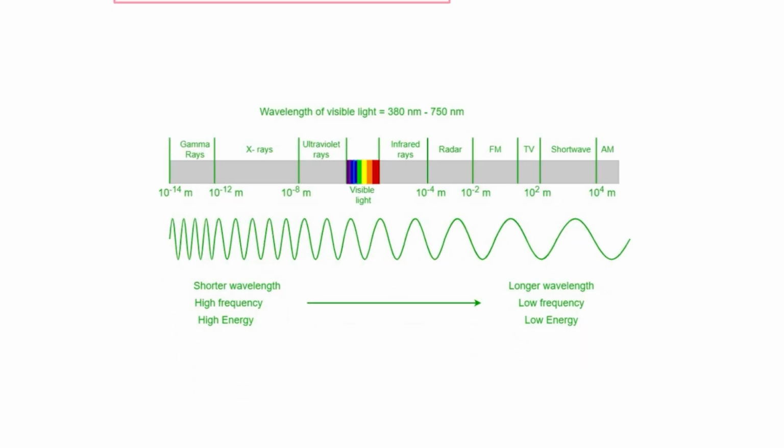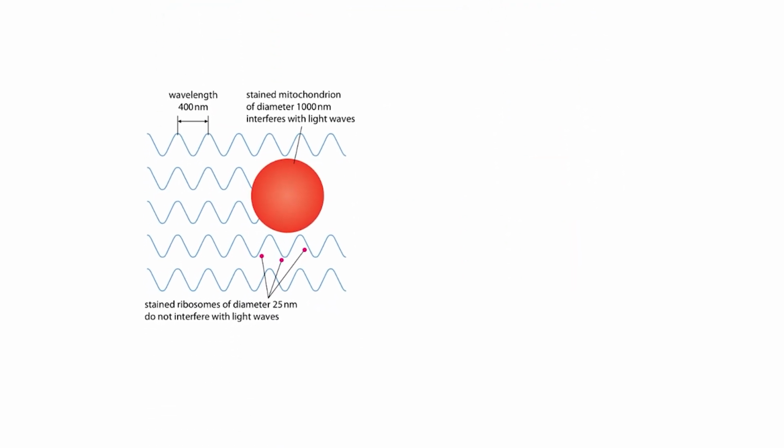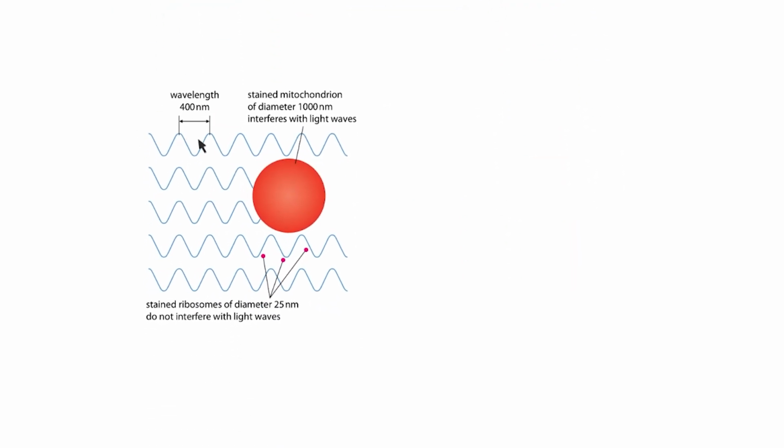So for example, the smallest wavelength of visible light is around 400 nanometers, and half of 400 nanometers is 200 nanometers. So anything that is 200 nanometers, or even 201 nanometers, so anything even slightly larger than 200 nanometers, will be big enough to block the wave of that radiation.